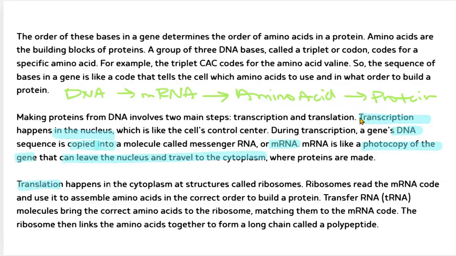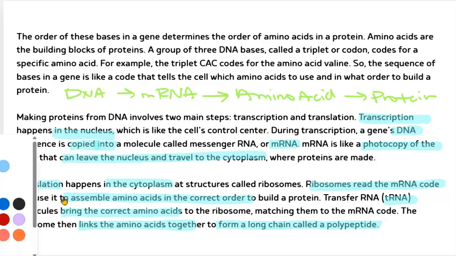What it does is it is in the cytoplasm, so literally it goes from the nucleus into the cytoplasm. But what happens is the ribosome will then read that mRNA code. Remember, up here's that mRNA code. And then it uses that code to assemble amino acids in the correct order. How does it do that? Your tRNA looks at the code, and then it brings in the correct amino acid. It starts to link them together, and then what happens is it forms a long chain called a polypeptide. So literally, that's all this process is about.